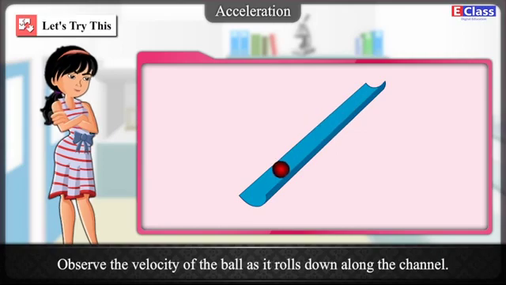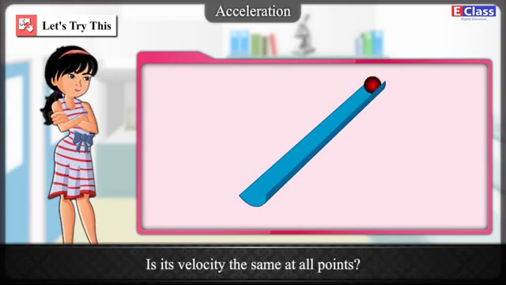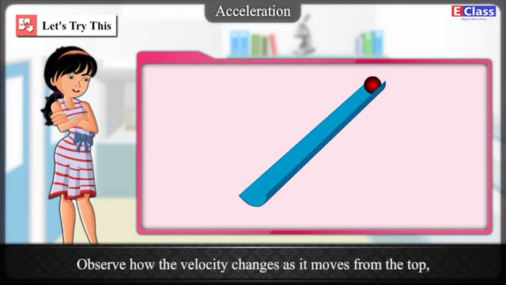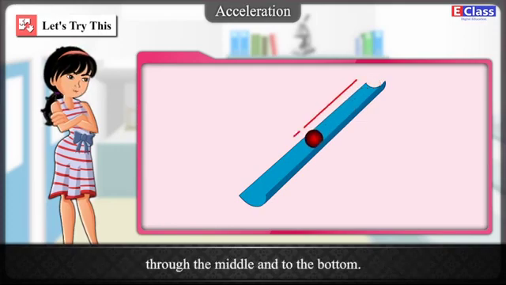4. Observe the velocity of the ball as it rolls down along the channel. 5. Is its velocity the same at all points? 6. Observe how the velocity changes as it moves from the top through the middle and to the bottom.